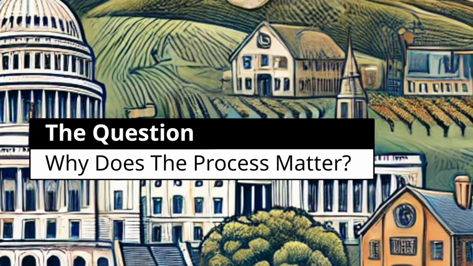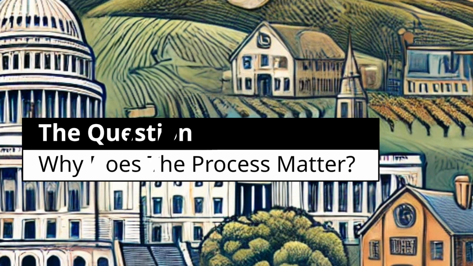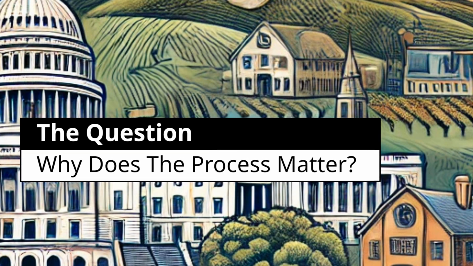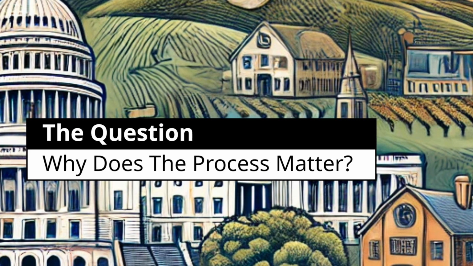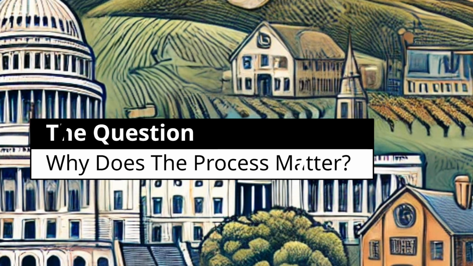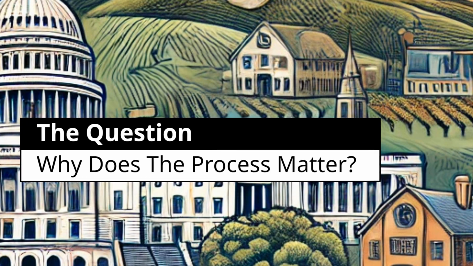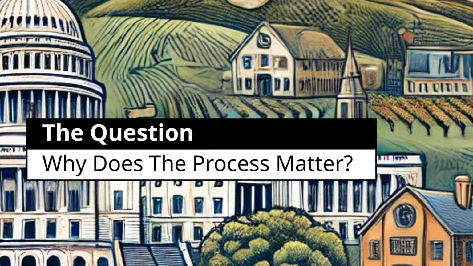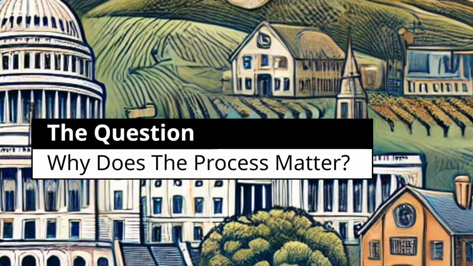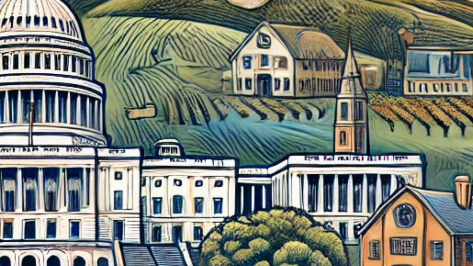Why the process matters. The amendment process is more than just a legal procedure. It's a reflection of the values and priorities of the United States. By requiring broad consensus, the process ensures that amendments are deliberate, meaningful, and representative of the will of the people. At the same time, the difficulty of amending the Constitution has led to debates about whether the process is too restrictive. Some argue that it should be easier to adapt the document to modern challenges, while others believe the current system provides necessary safeguards against impulsive changes.